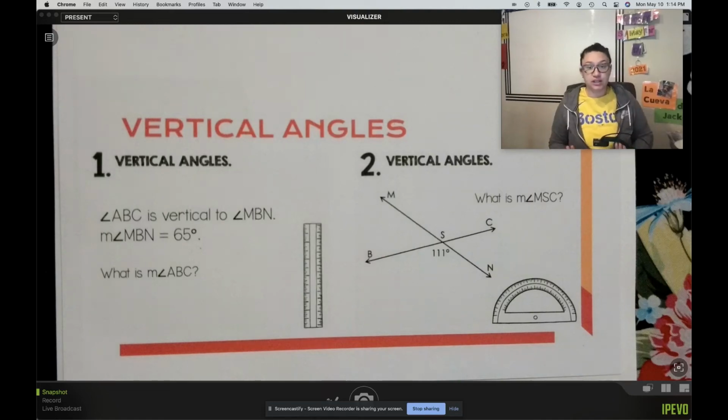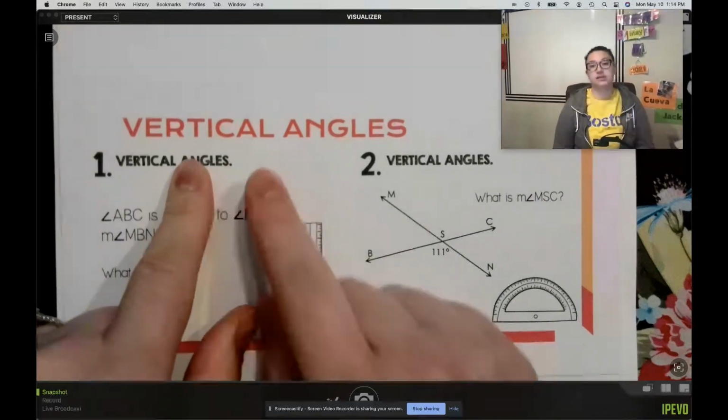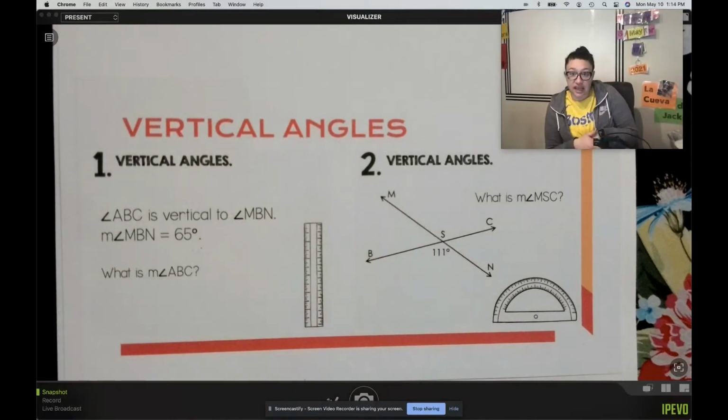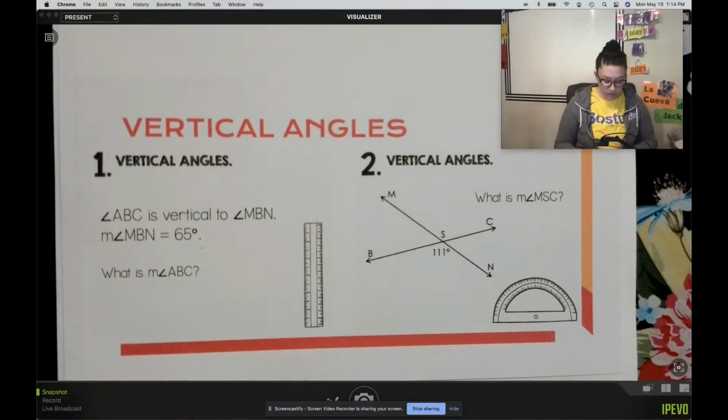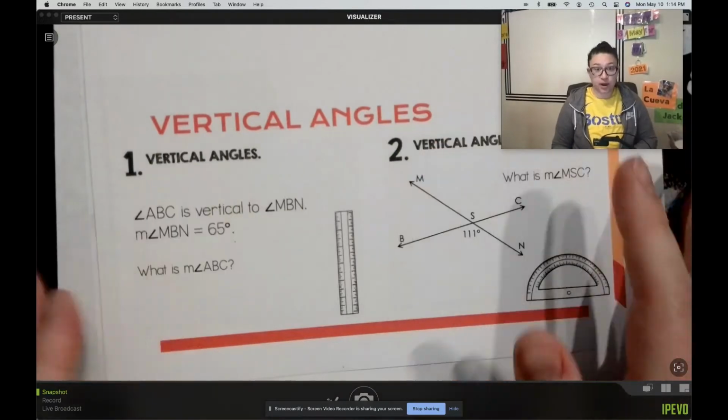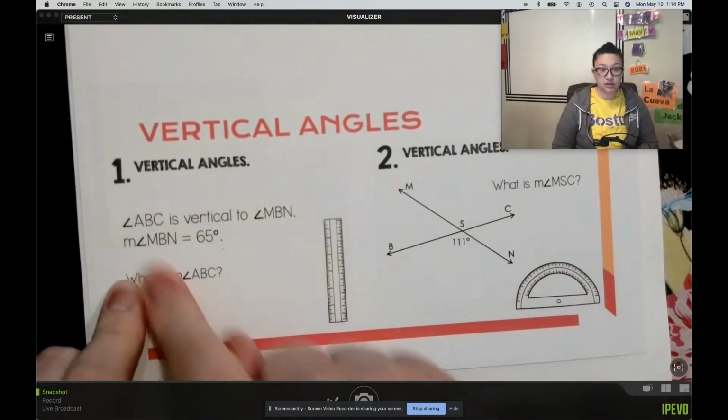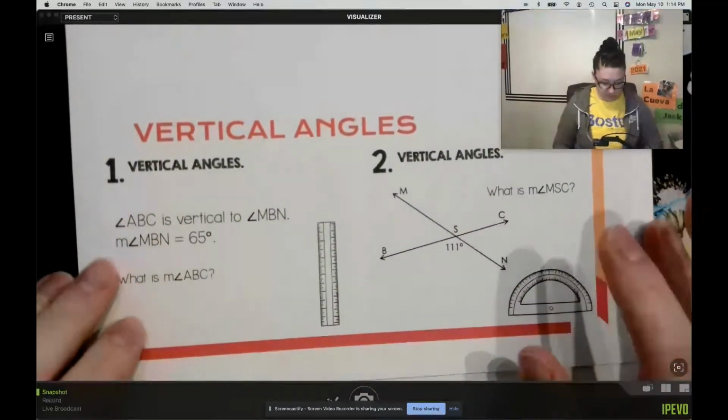So now what we're going to do is use the properties that we know about these different types of angles to help us find missing angle measures. We've got two different problems. I'm going to do one, and then you're going to try the other.